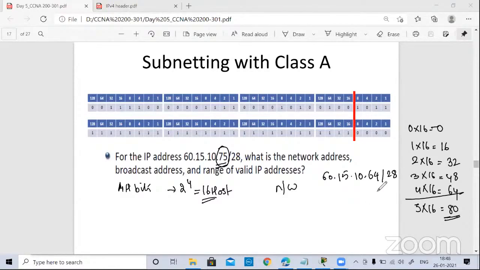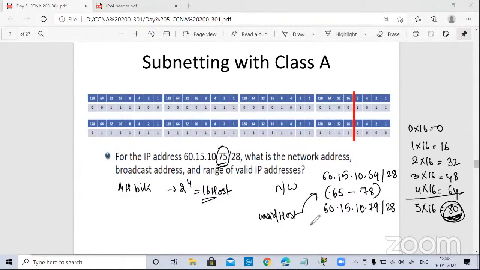64/28. Now, to get the broadcast address you can simply take 1 less than the next subnet. The next address starts at 80, so I can simply have it as 60.15.10.79/28, and the remaining .65 to .78 turn out to be my valid usable host addresses. Network address, broadcast address.